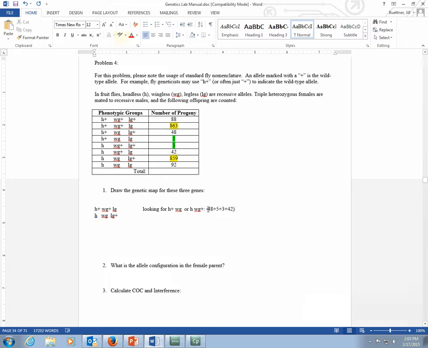So those are your 4, and that adds up, out of 2,000, to 4.9%. So your segment 1 is 4.9 map units. And then for segment 2, what are you looking for? WG LG, so both of them recessive, or WG plus LG plus.